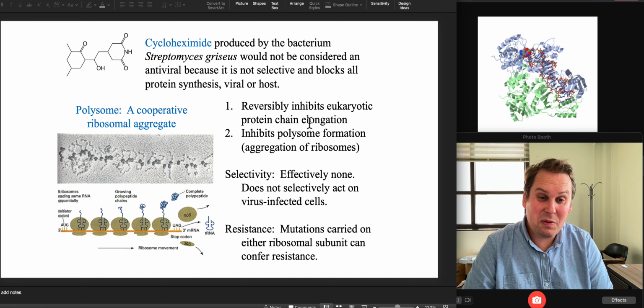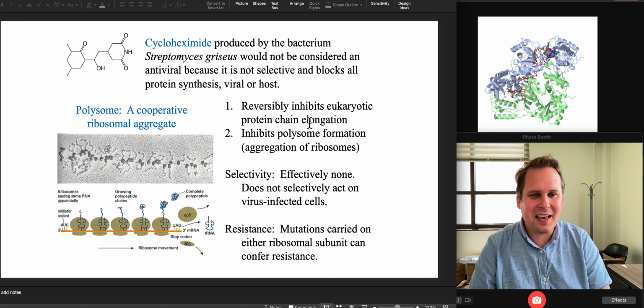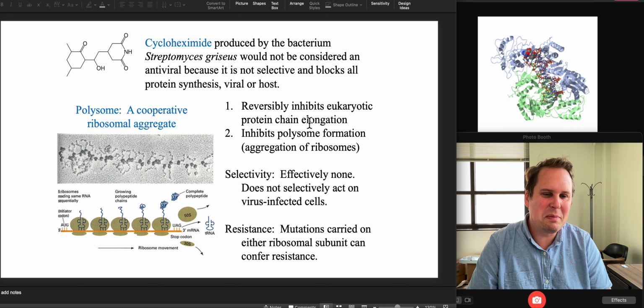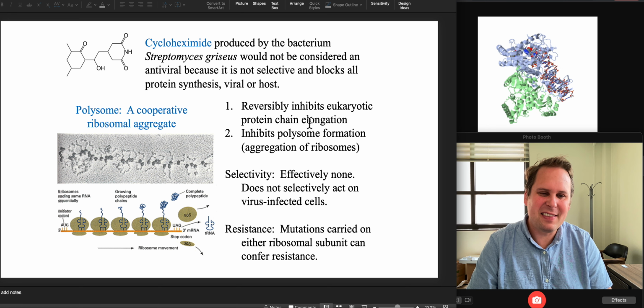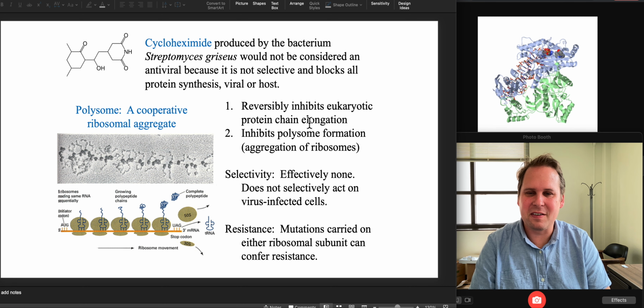But basically, when you do that, you are stopping all protein synthesis in the cell. And the cell can tolerate this for, I don't know, about 15 minutes, 20 minutes at a real push. And then after that, the cell dies pretty quickly. It's got to have a constant source of protein.